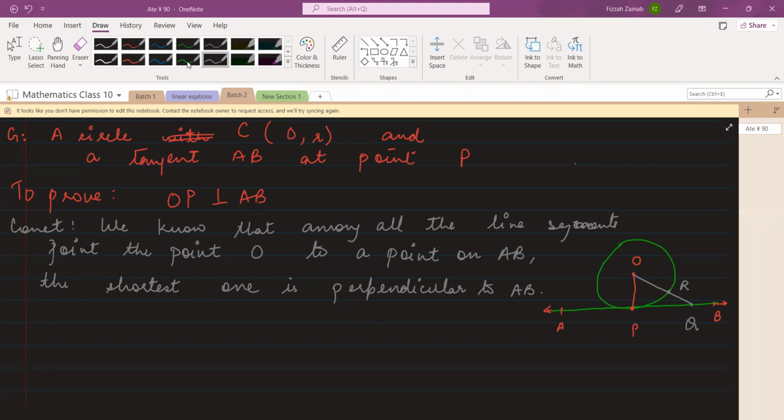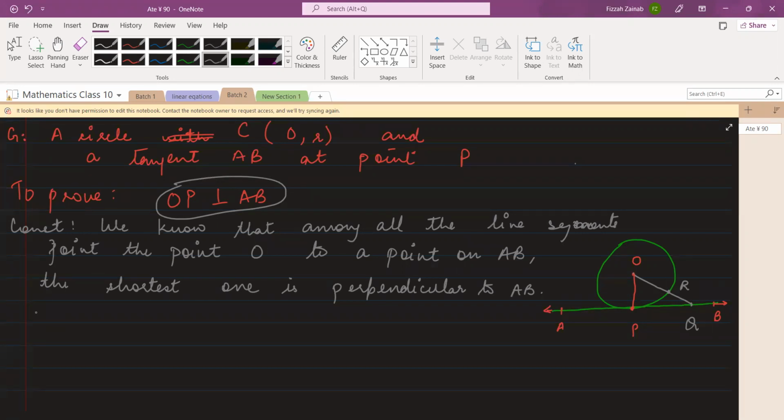Right? So if I want to show that OP is perpendicular on AB, ultimately, I want to show this thing that OP is perpendicular to AB. So it is sufficient to show that OP is the shortest length between O and AB. So I'm going to use this concept. So I'm going to show that OP is the shortest segment between O and the tangent. Is that clear? Okay.